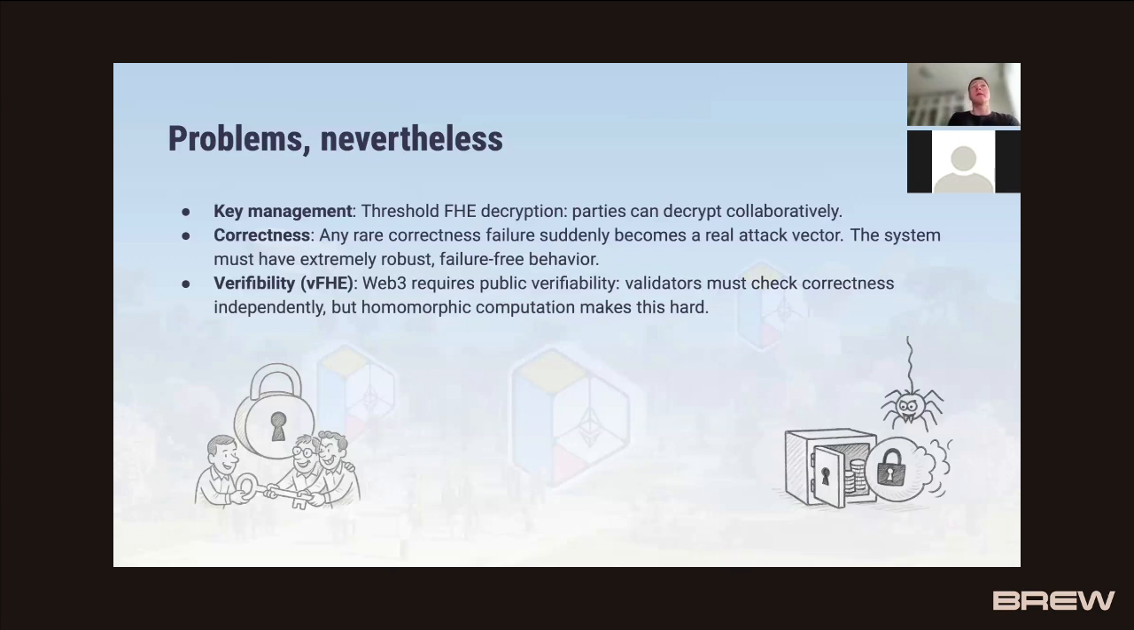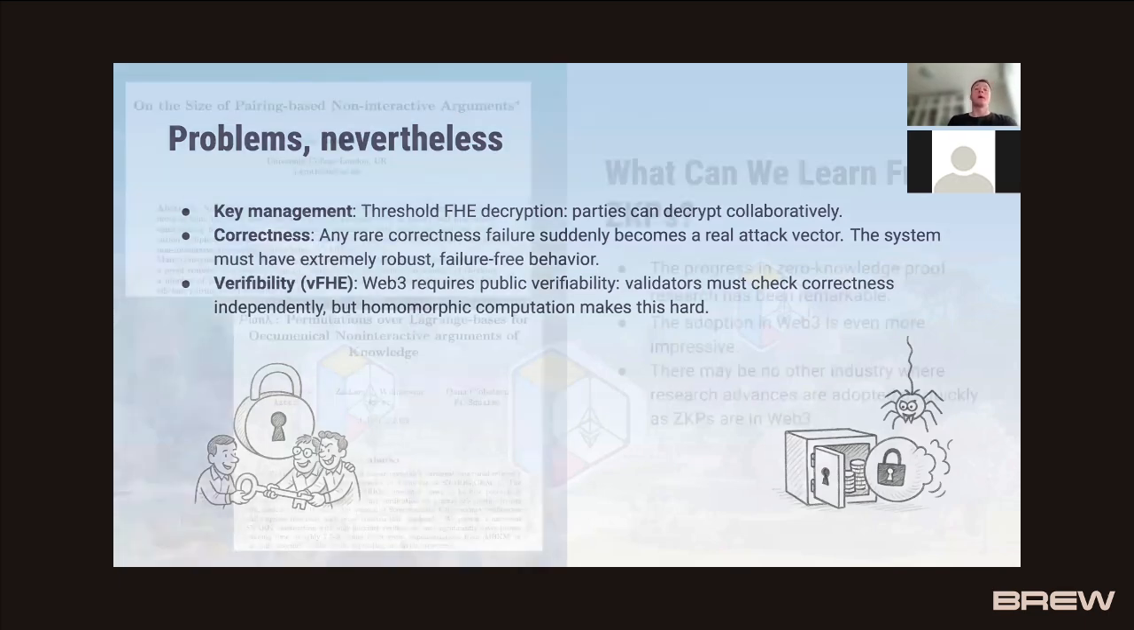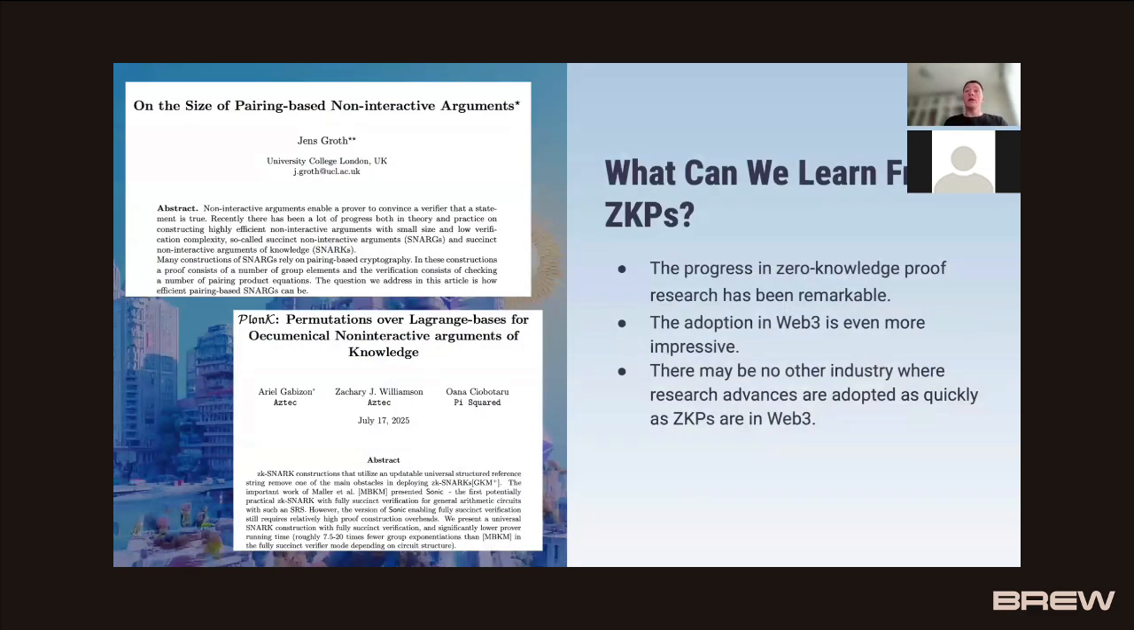And also the third problem is verifiability. So Web3 requires public verifiability. The validators must check correctness independently, but that's hard if FHE is used. For example, I mentioned at the beginning, there are these co-processors which actually do the heavy work, and then you have a component that checks the results from these co-processors, but of course this is not decentralization. So yeah, there are still a lot of issues for FHE to really lead in real systems.